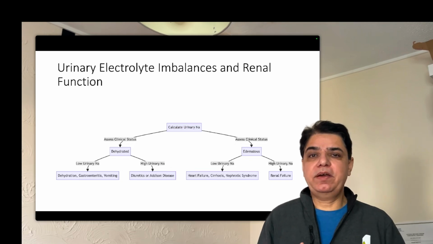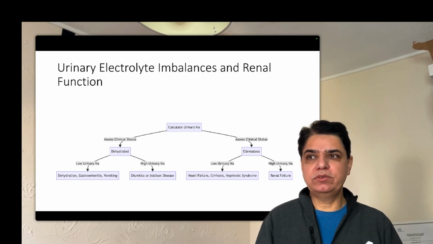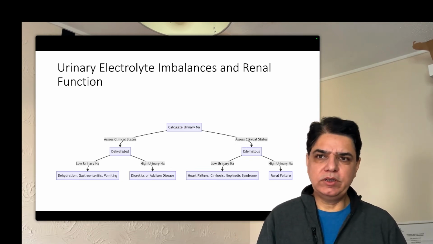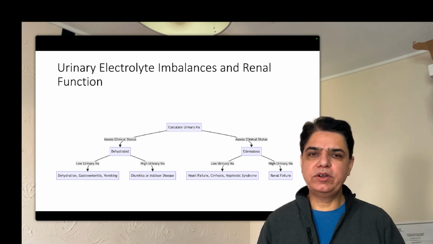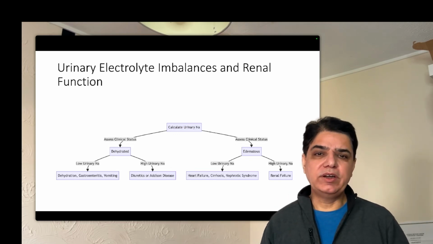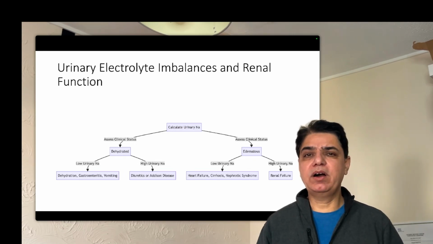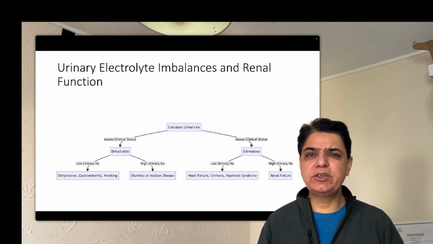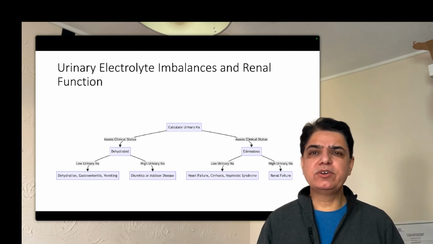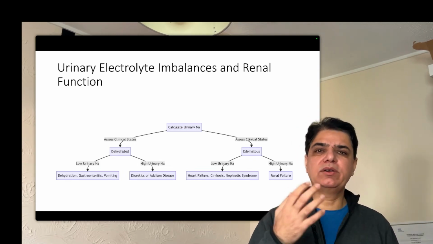But with the congestion, if they've got high urinary sodium, more than 20, let's say going up to the 40 range, then you are thinking of renal failure. So in renal failure, what would happen is that they would be having high urine sodium because again the tubules have been damaged. Whatever sodium is being filtered is not reabsorbed, and it's all going out in the urine.